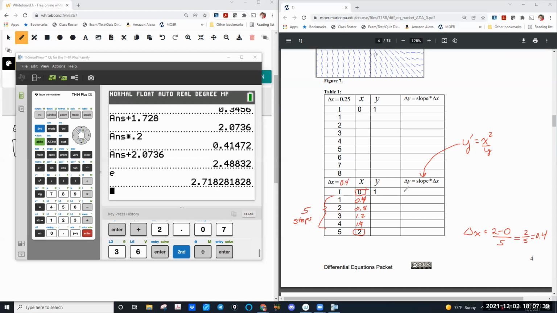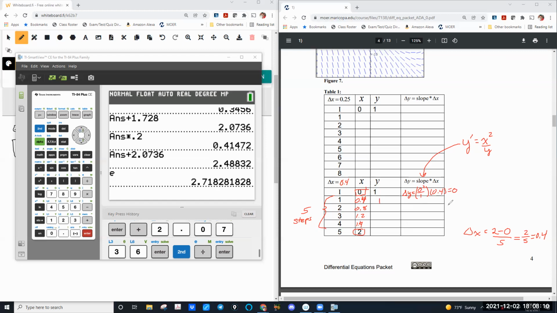Okay, so then our y starts at 1, and we have to calculate our delta y. Well, we take these numbers. So 0 squared over 1, that's our slope. All I did was take these two numbers, plug them in here, and then that gets multiplied by our delta x. Now this is kind of a boring one. This came out to be 0, and 1 plus 0 is 1. So let's do a few more steps.